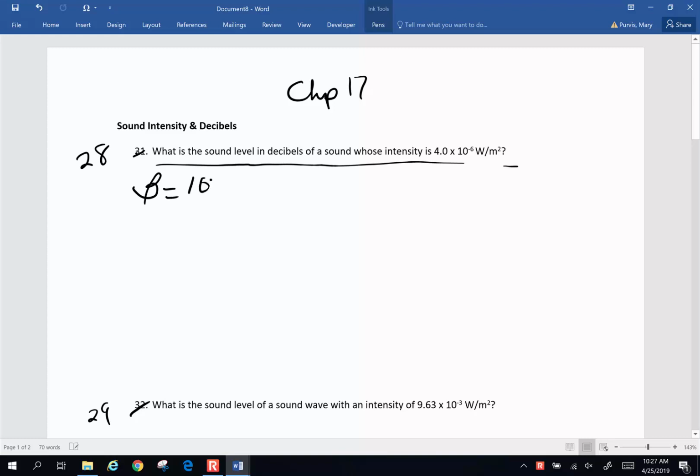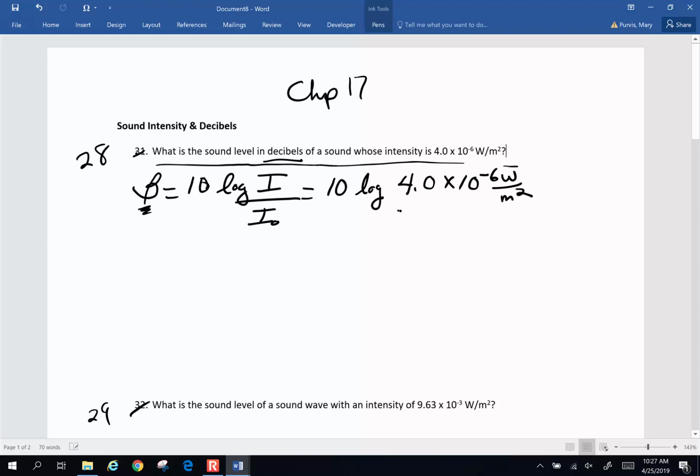Decibels is 10 times the log base 10 of the intensity of a sound divided by I0, the threshold of hearing. So I want to know how many decibels, this is my question mark, 10 times the log of a sound which has an intensity of 4 times 10 to the negative 6th watts per meter squared. Now, I0 is a constant, that's that threshold of hearing, 1 times 10 to the negative 12 watts per meter squared. So these units will cancel.